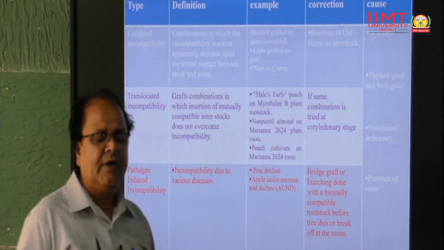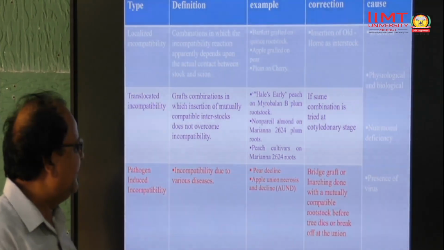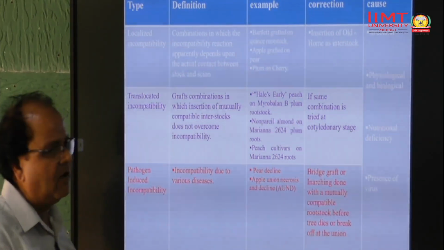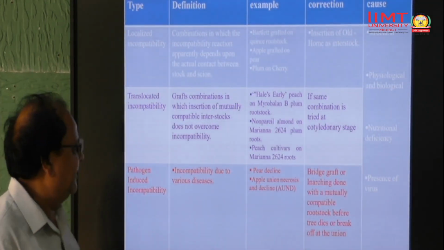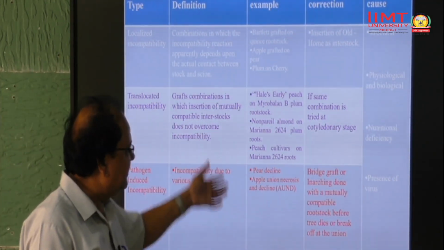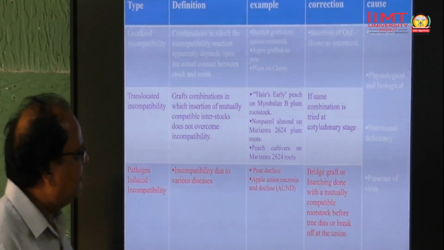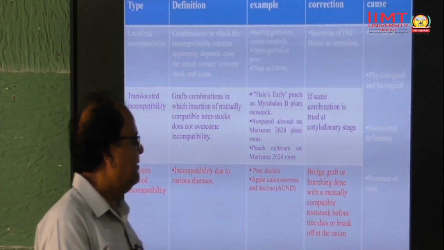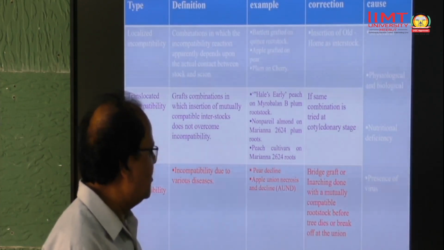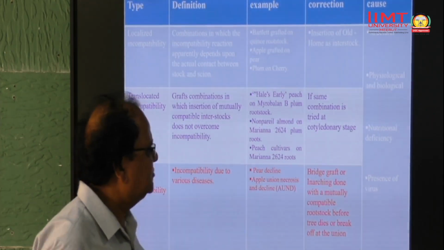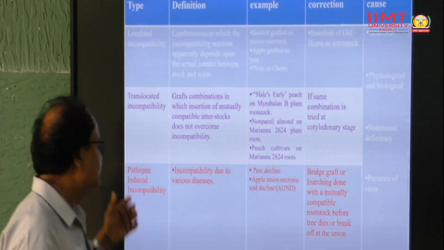If you don't take precautions at the time of grafting, some viruses and bacteria can enter at the time of incision of the scion into the rootstock and create pathogen induced incompatibility. Examples are pear decline in severe conditions, and apple union necrosis or decline. Bridge grafting or inarching is done with a mutually compatible rootstock before the tree dies, or the union breaks. This is due to the presence of viruses at the time of incision of the scion into the rootstock.